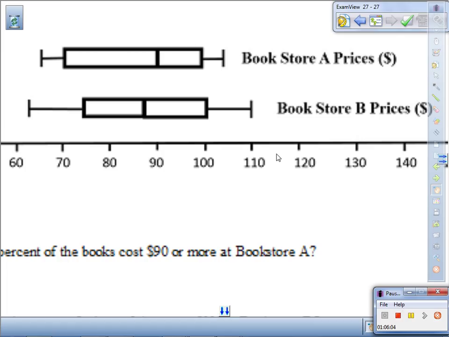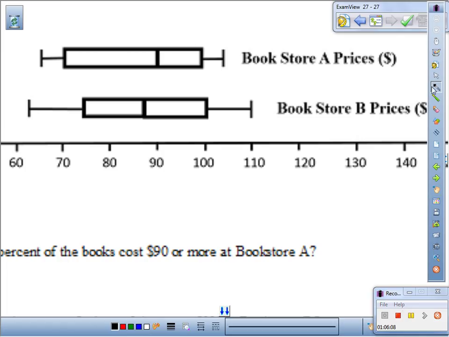All right, when you get to this one, guys, first thing that I want you to do is label your two box plots. Find the minimum, maximum, and also Q1, Q2, and Q3, and label those. I'm going to start with bookstore A.